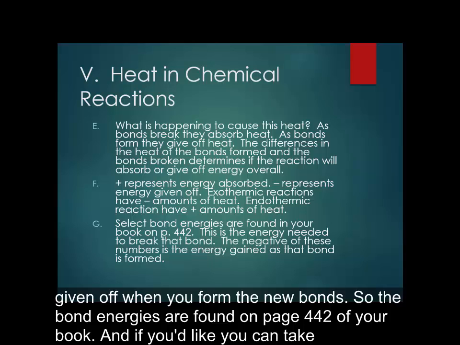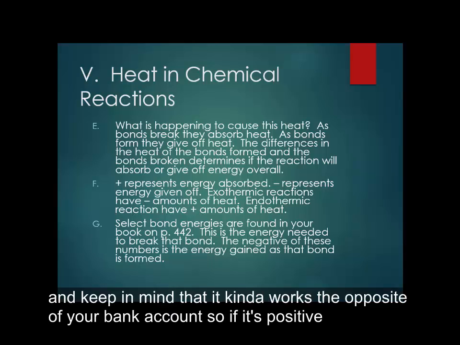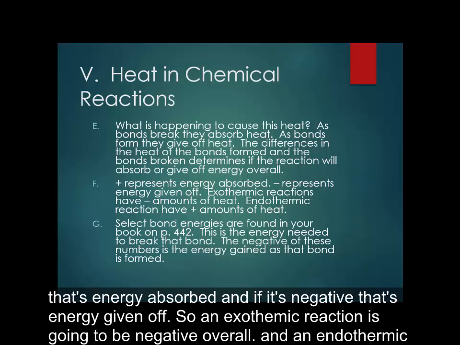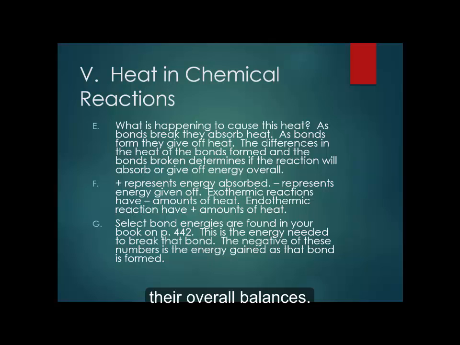So the bond energies are found on page 442 of your book, and if you'd like, you can take the energies absorbed and subtract the energies given off to figure out the bond energies for the overall reactions. So you'll take your amounts there, and keep in mind that it kind of works the opposite of your bank account. So if it's positive, that's energy absorbed. And if it's negative, that's energy given off. So an exothermic reaction is going to be negative overall. And an endothermic is going to be positive. So this is just the opposite of what you're probably used to when it comes to bank accounts and their overall balances.